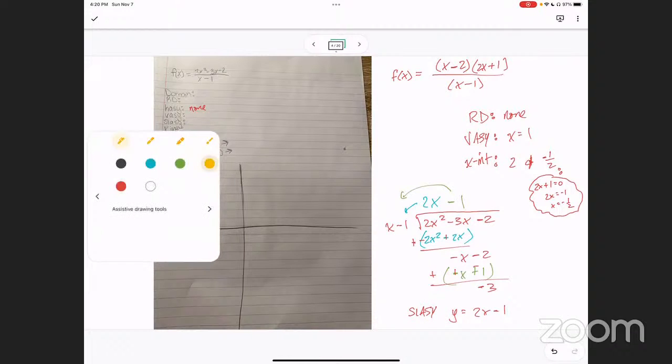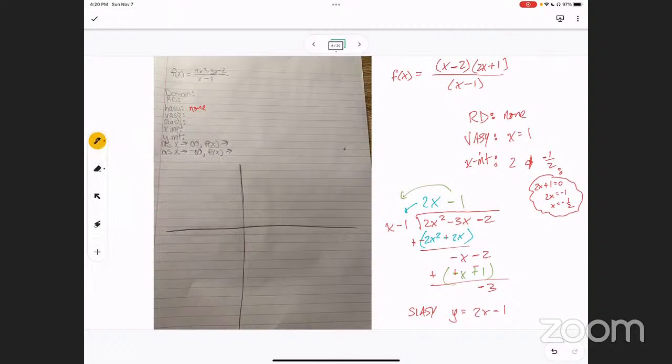So let's draw those in here. 2x minus 1, so it's going to start at negative 1, and it's going to have a slope of 2, so up 2 over 1. So there's my line like that. Remember how to graph lines? Yeah. Good. Just checking. And then my VASI is 1, so it's this right here.